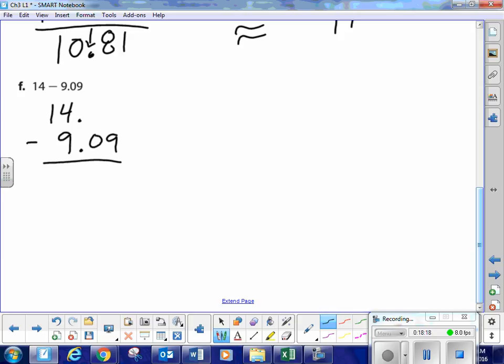All right. Now, it looks like we need to have just as many decimal places in the 14 as we do in 9.09. So here we annexed zeros. Okay. I just want to show it once, write it once. You should know what it means now. You may not have heard of the word annex, but that's okay. No biggie.